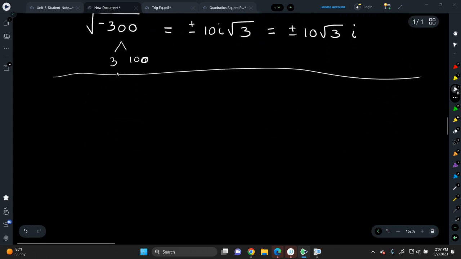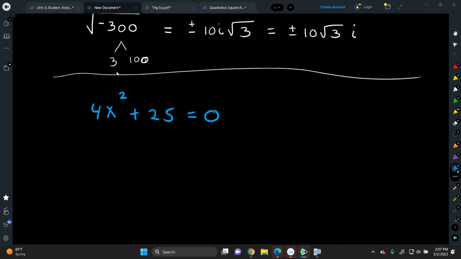Okay, so let's say that we have the equation 4x squared plus 25 equals 0. Let's solve that equation. I have a question. So it doesn't matter if it's positive or negative? So what if it's positive? Then you just take the square root like we did on last night's homework.